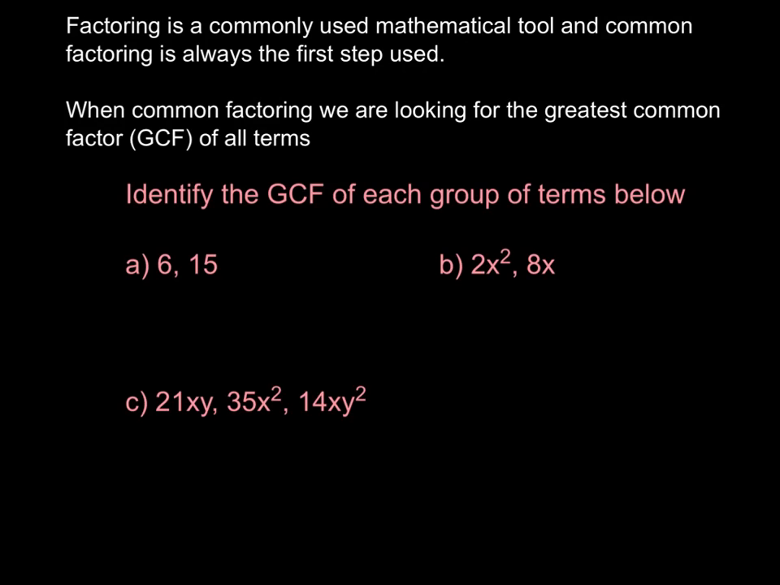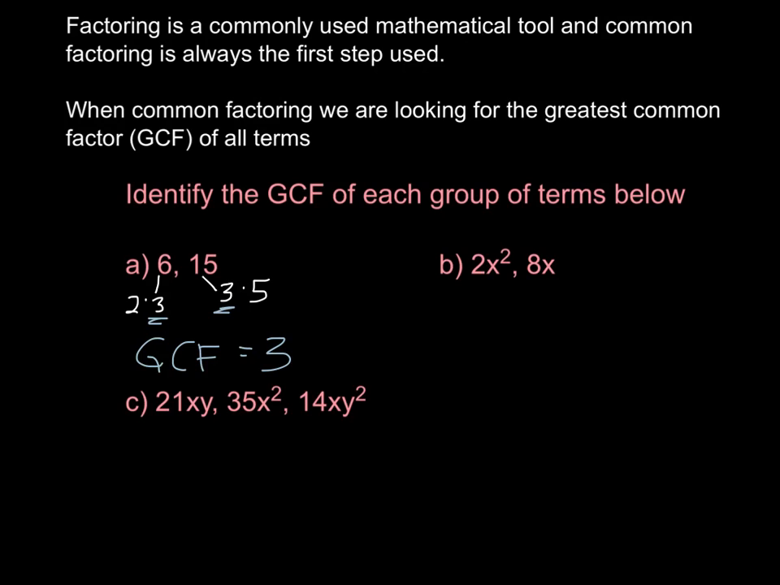So we'll do a couple of quick examples here by finding the GCF for the terms shown below. Here we have 6 and 15. 6 can be written as 2 times 3. 15 can be written as 3 times 5. So what we have in common is the 3. Therefore, the greatest common factor is 3.